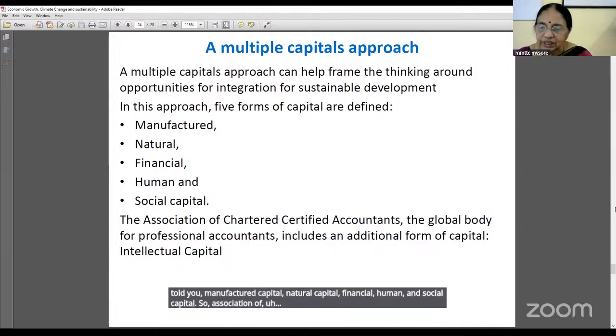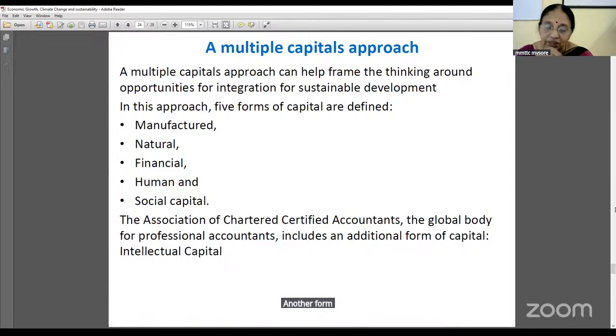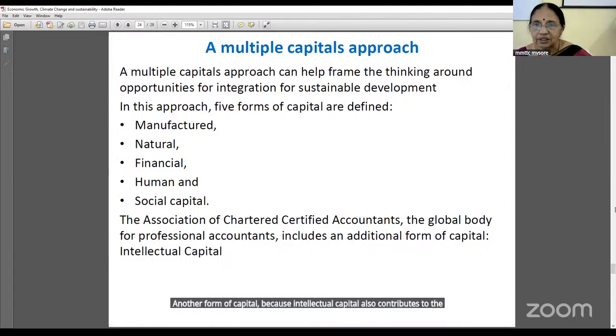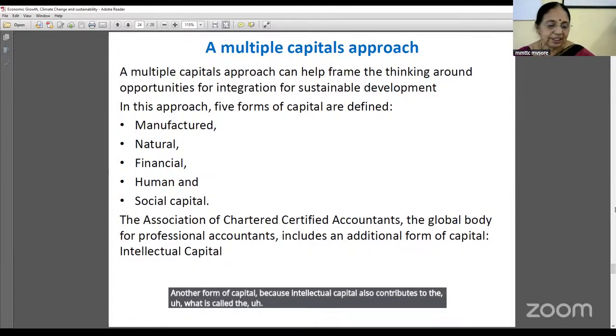The Association of Chartered Certified Accountants also included what is called intellectual capital, another form of capital, because intellectual capital also contributes to sustainable development. So this multiple capital approach is very important for sustainable development.